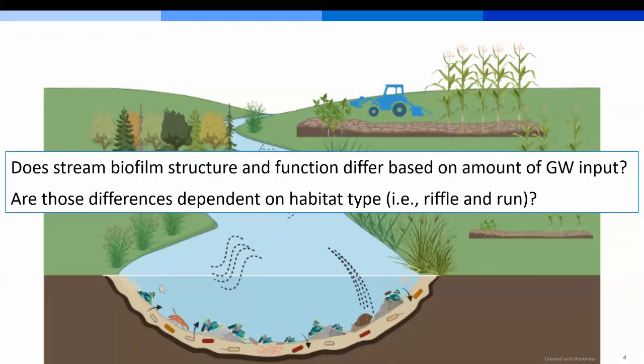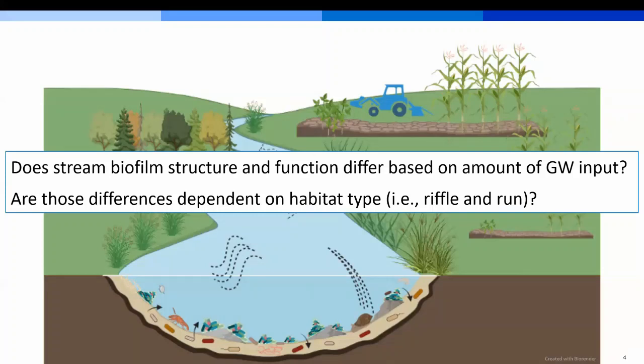My study has two questions. The first, does stream biofilm structure and function differ based on the amount of groundwater input? Here we hypothesize that resource subsidies provided by groundwater input will alter stream biofilm structure and function. The second being, are these differences dependent on habitat type, so whether you're in a riffle or a run?